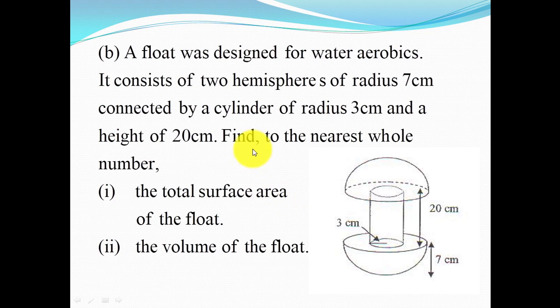What we have to do is find the nearest whole number. It means we have to round our answer to the nearest whole number: the total surface area of the float and the volume of the float. Now you know well how to find the surface area and volume. I told you from the start what area and volume are. Volume and area are just the space enclosed in the given surface.